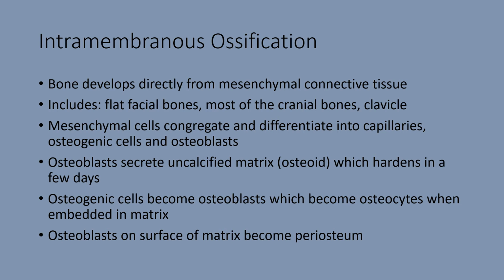The osteogenic cells, remember, are like stem cells, and they become osteoblasts. So your osteogenic cells become osteoblasts. Your osteoblasts are secreting this matrix, which is going to start hardening in a few days. As it starts to harden, if a cell is secreting this matrix and it hardens all around it, it becomes trapped in it. It's completely embedded in that matrix. So the osteoblasts, once they are embedded in the matrix, become osteocytes. The osteoblasts on the surface of the matrix become the periosteum.